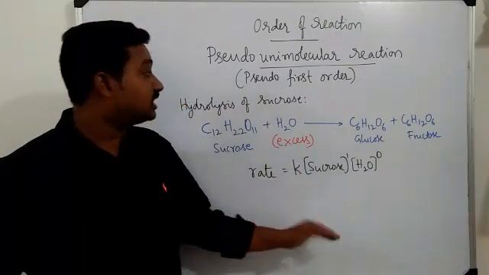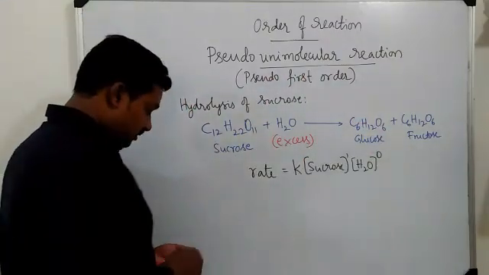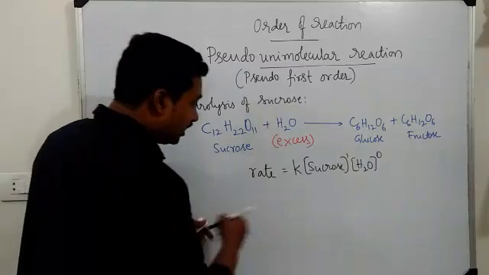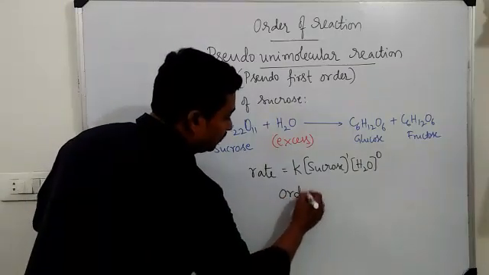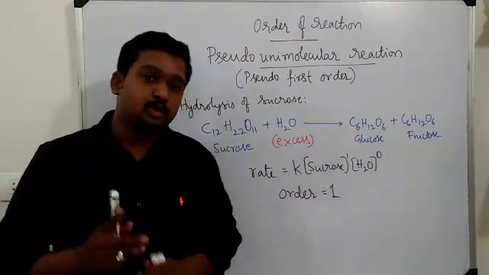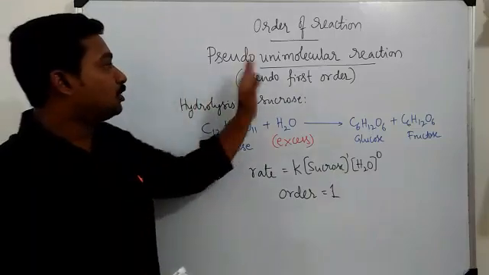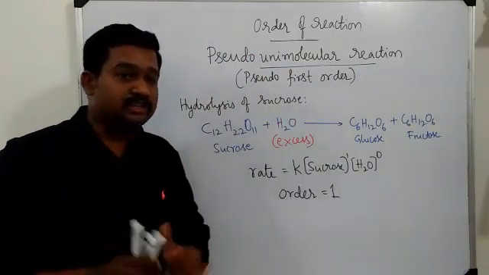Such a change happens in a pseudo first order reaction, and from the rate equation, if we find the order, it will become 1. Order is equal to 1. It is not originally 1, it was 2. From 2 we have converted it into 1. Then what is a pseudo unimolecular reaction? We have to define this.